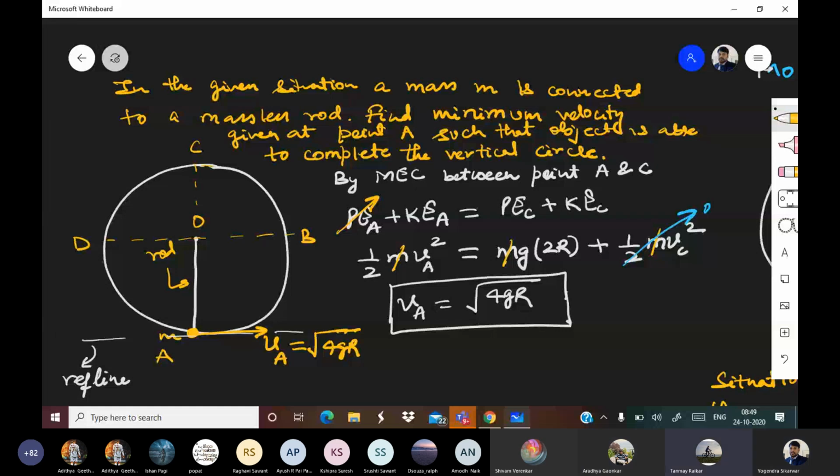So why did KEC become 0, you said? Because at the topmost point velocity can be 0. Okay, sir. At the topmost point velocity can become 0. That's why.